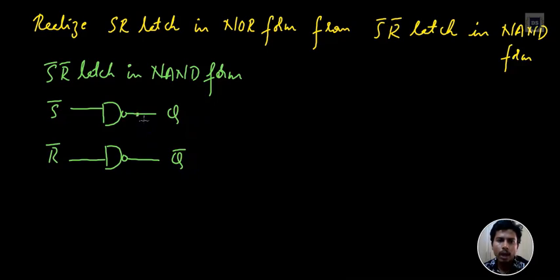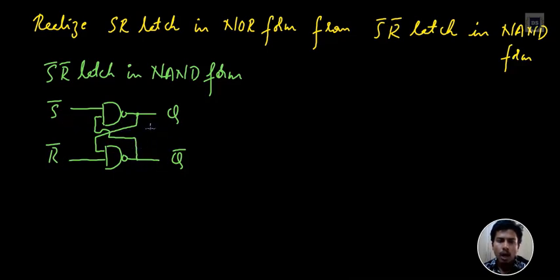Here we'll give feedback, that is Q will in turn be connected back to the input, and Q bar will in turn be connected to one more NAND gate input. So we call this cross coupling. So this is how our S bar R bar latch looks like.